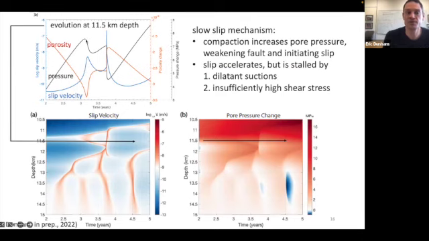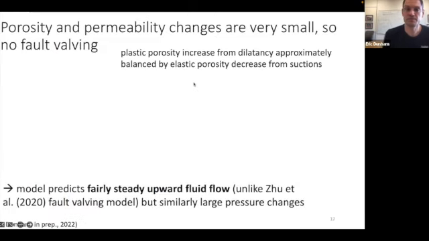When that happens, we get the porosity surging upwards. That's dilatancy. Fluid pressure drops, and that slows the slip velocity down. Something similar plays out here, but it's just a sharper event because the background conditions on the fault are different at that time. So that's the general mechanism here.